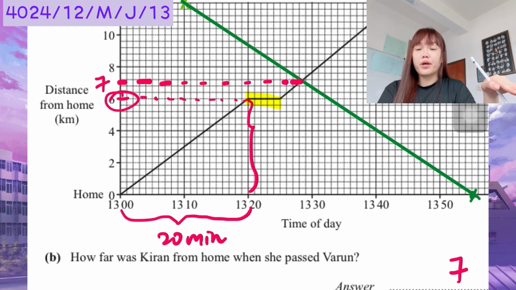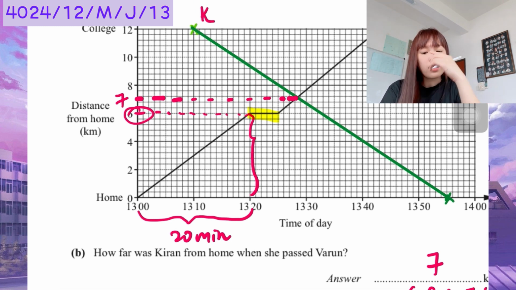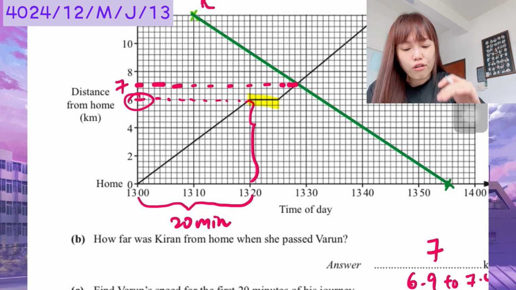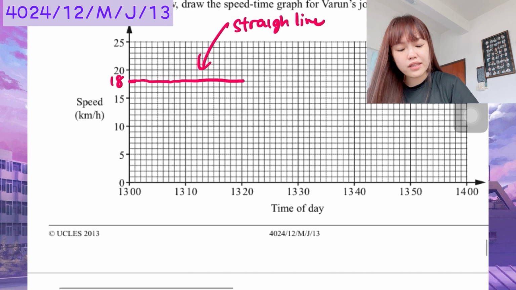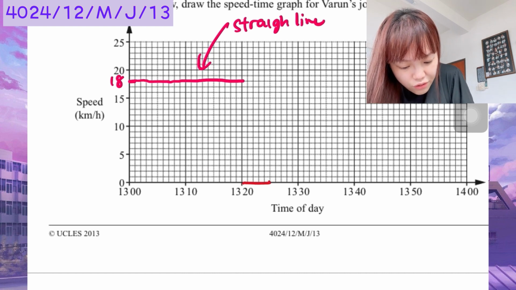It means it stopped there. It doesn't move. Varun doesn't move. So if he doesn't move there, it means the speed is 0. So it's 0 for the past 5 minutes. So this one will be 5 minutes at 0 there.